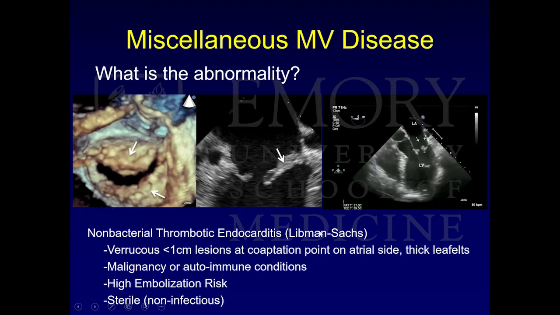NBTE is associated with malignancy, so people with malignancy or autoimmune conditions. They're usually thrombus and fibrin deposits associated with immune complexes. These have a high embolization risk, more so than just infectious endocarditis. The clinical situation is like, you'll see somebody and you're like, oh, is that endocarditis? And it is, it's just not infectious. It's usually associated with some other clinical condition. But this is a good example of what that looks like.